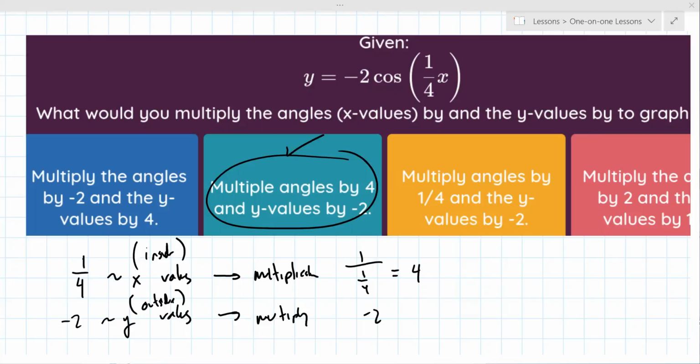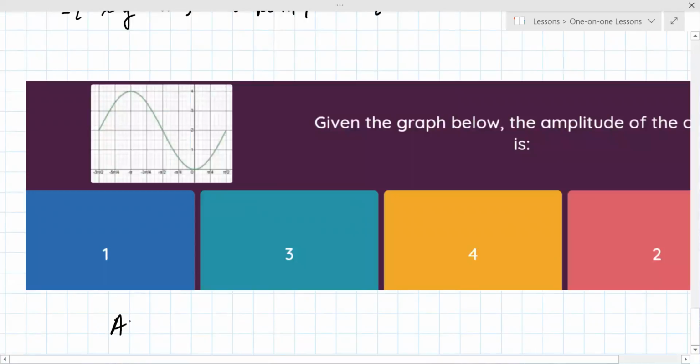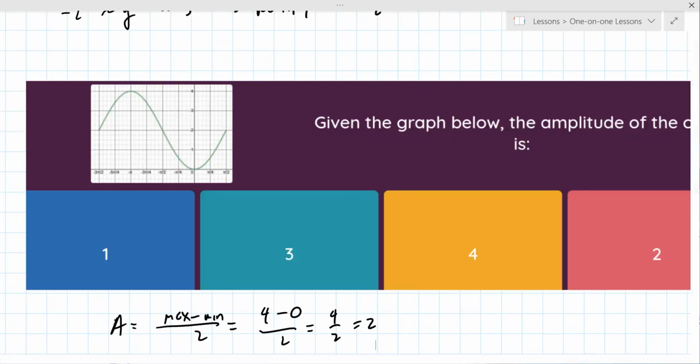So you've got to figure out where the highest value is. This one, 4 or something? Yeah, 4, and then you subtract the smallest value. This is 0, right? Yeah, so the amplitude is the max minus the min divided by 2. In this case, it's 4 minus 0 over 2, which is 4 over 2, which is 2. There's also a vertical shift that you could figure out.